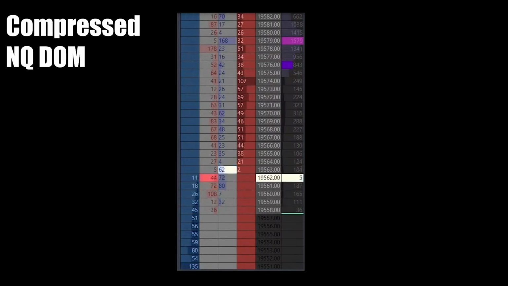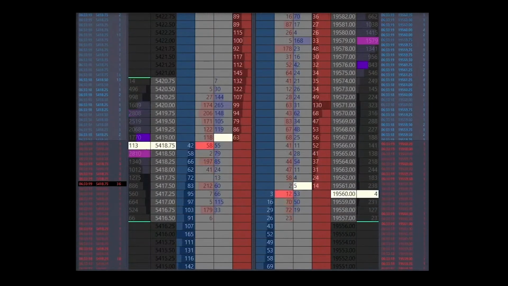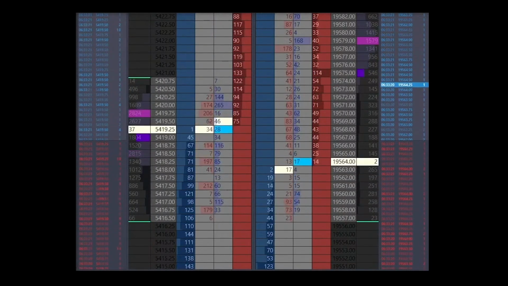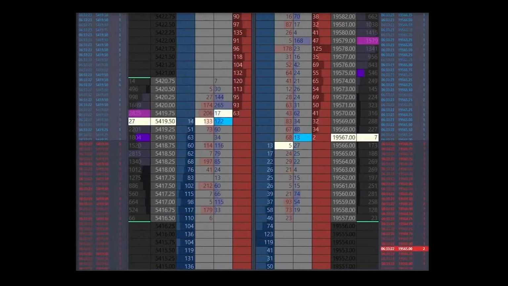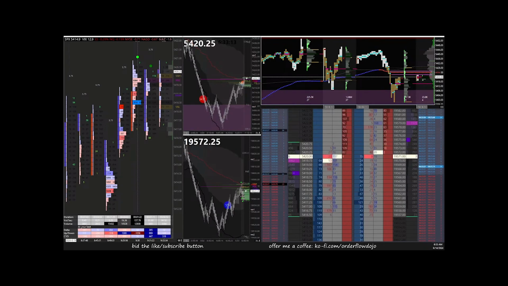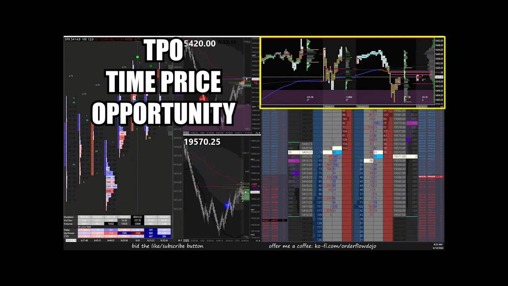My NASDAQ price ladder uses a combined tick format, meaning that every 4 ticks are combined into one. This makes it easier to see and easier to make comparisons to the S&P. An uncompressed NASDAQ ladder can give you more precise information, but the movements are much more wild and can be difficult to read. The first window at the top right is the TPO, which stands for Time Price Opportunity.